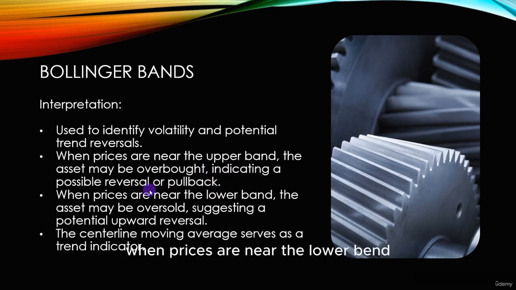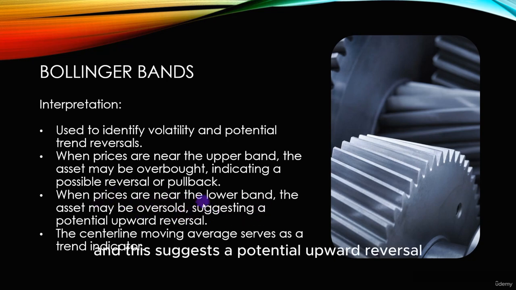So when prices are near the lower band, the asset may be considered as oversold, and this suggests a potential upward reversal. Then the center line moving average serves as a trend indicator at the same time.